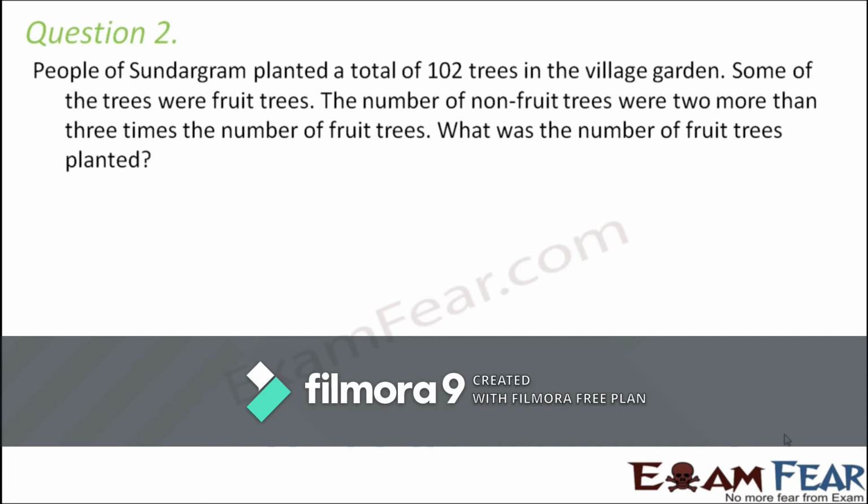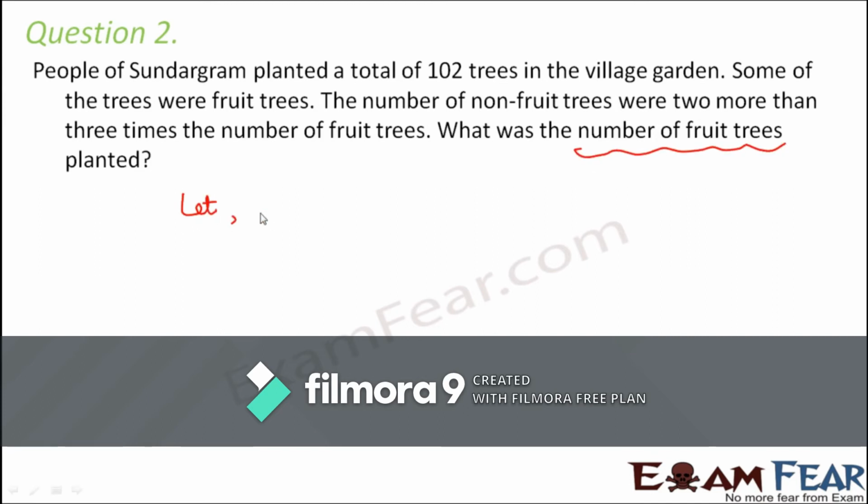Question number 2. People of Sundargram planted a total of 102 trees in the village garden. Some of the trees were fruit trees. The number of non-fruit trees were 2 more than 3 times the number of fruit trees. What was the number of fruit trees? Now we need to find the number of fruit trees.